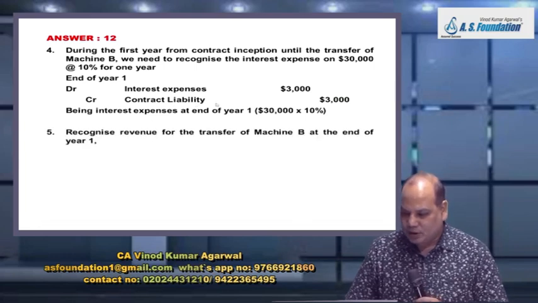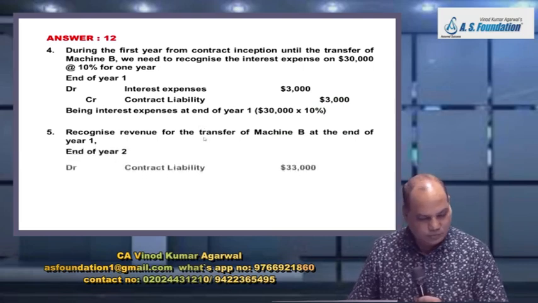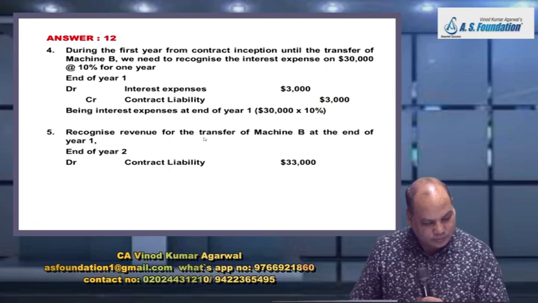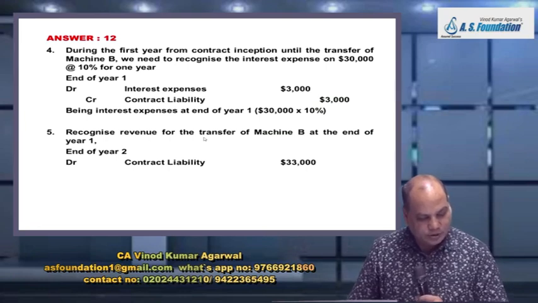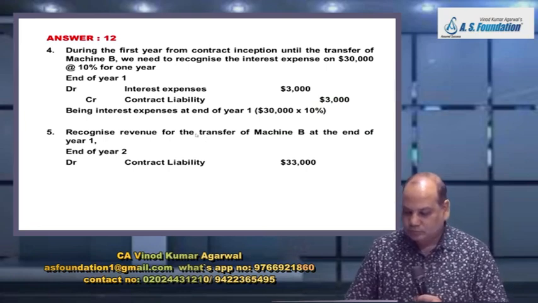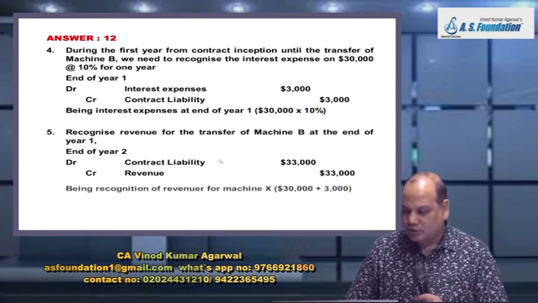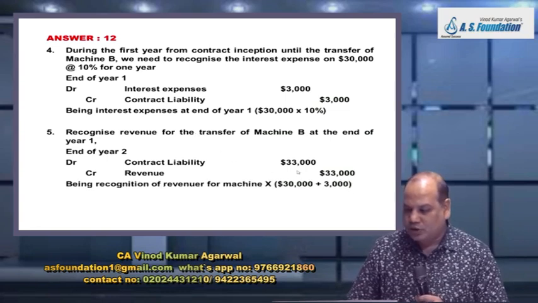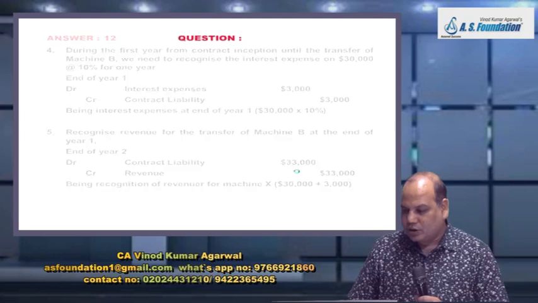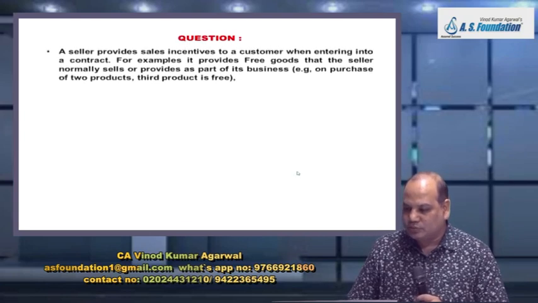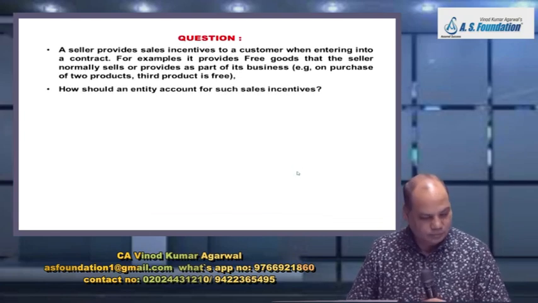And now you will recognize machine B at the end, when we have to deliver machine B after a year from the date of contract. Contract liability account debit to revenue account. Whenever you deliver the asset, contract liability to revenue 33,000.